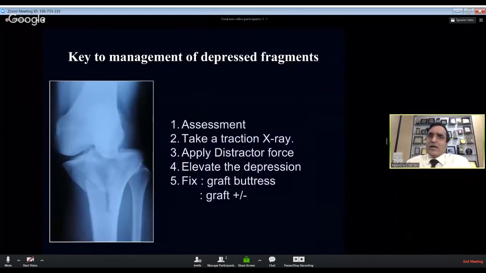Friends, key to management of depressed fragment, the most important thing is your proper assessment. Taking a traction X-ray. So I would like to take a traction X-ray on C-arm before the patient is draped. It gives a lot of idea. Applying the distractor force, elevating the depression, and then fix and buttress. Maybe with graft or without graft.